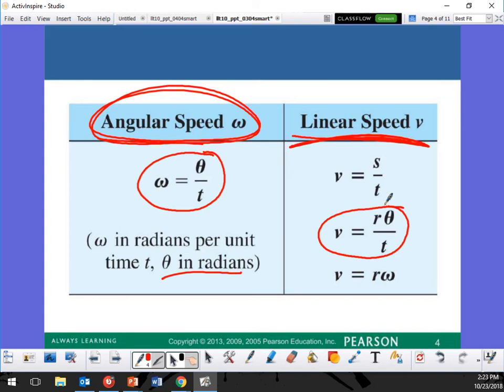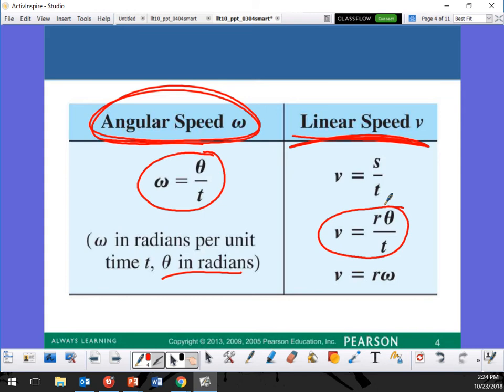Now let's look carefully. Do I know what R is? Yes, 10. Do I know what T is? Yes, 6. Do I know what V is? No, I don't know V. If I don't know two variables, I can't use it.